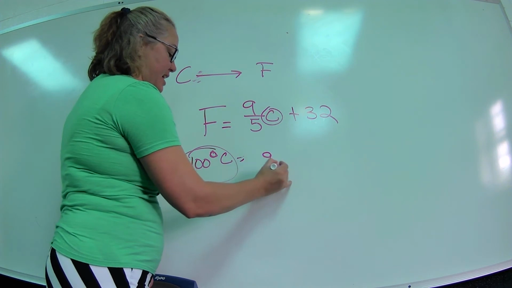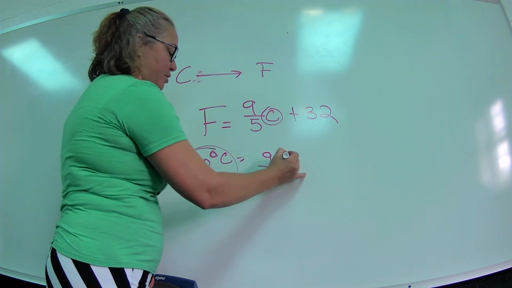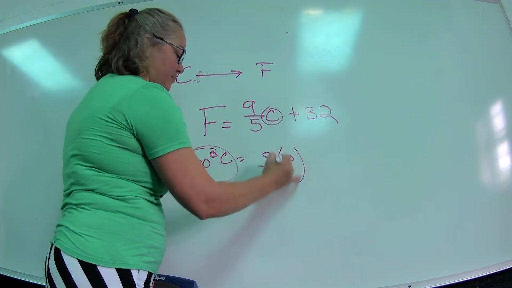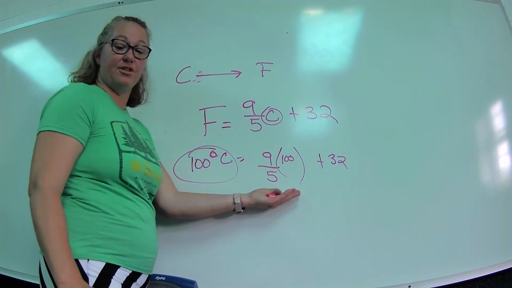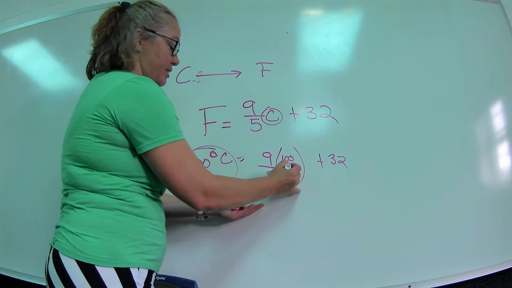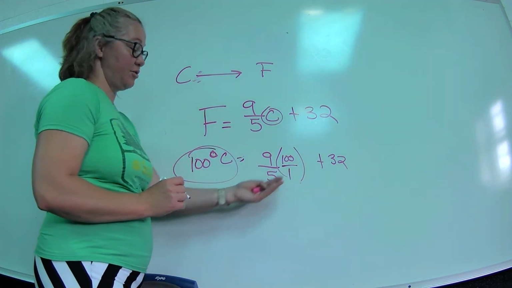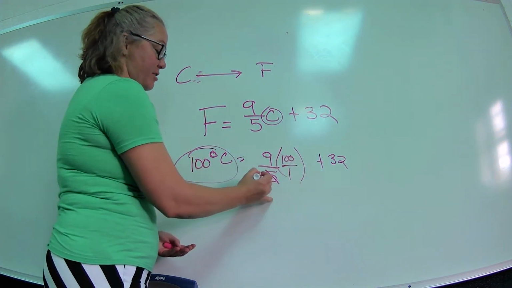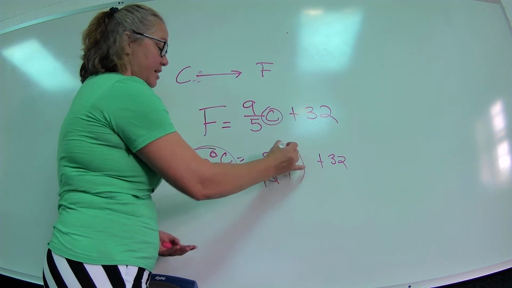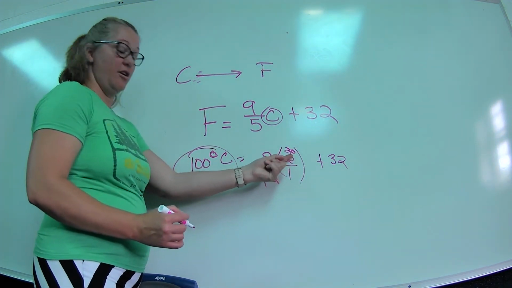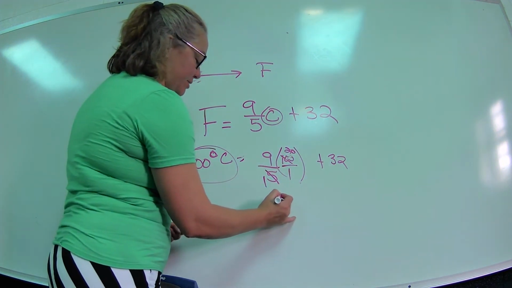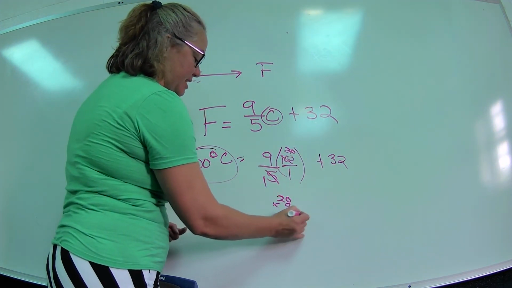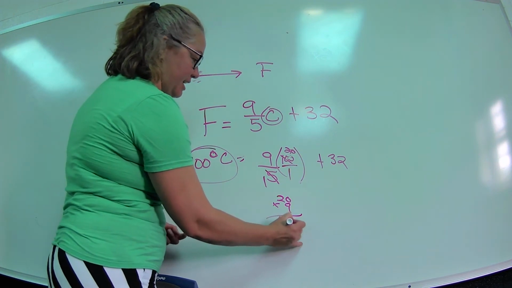So I would have 9/5 of 100 plus 32. I have to do my fraction part first. Put that over 1. I can reduce 5 and 100. 5 goes into 100 20 times. So now I do 9 times 20. So 20 times 9 is going to give me 180.